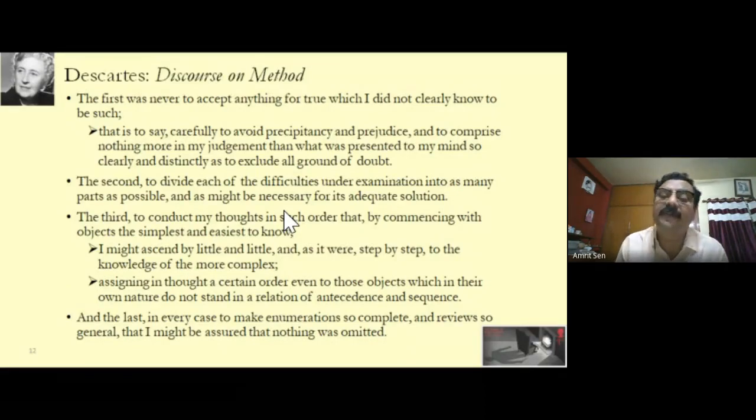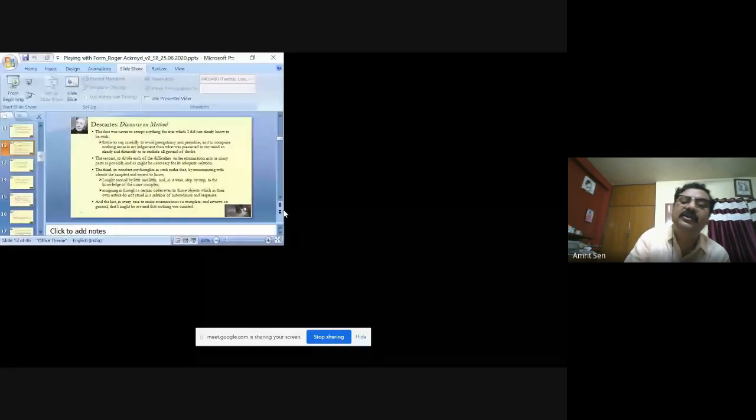The third, to conduct my thoughts in such order that by commencing with objects the simplest and easiest to know, I might ascend by little and little. So clues, inferences, first hypothesis, second hypothesis, right? Assigning in thought a certain order even to those objects which in their own nature do not stand in relation of antecedents and sequence, right? So the most important aspect of the detective is not only reason, but the proper method through which reason is executed.